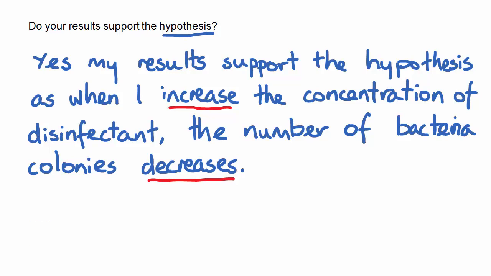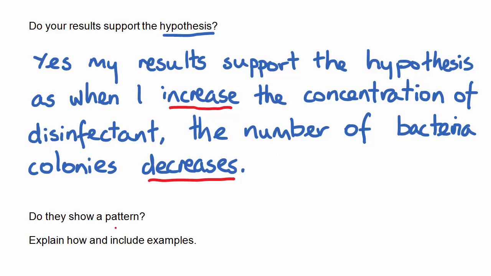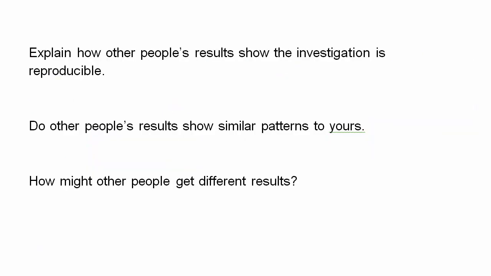You may need to say that they show a pattern, like we have in this example, and you should explain how and include examples again. Sometimes you are given other people's results, and you need to talk about how the investigation is reproducible because other people's results match your own. You need to talk about the similar patterns they have to yours, or you might need to say how they get different results. Remember, you need to explain this, backing up your explanation with examples from your results and possibly the results you were shown.